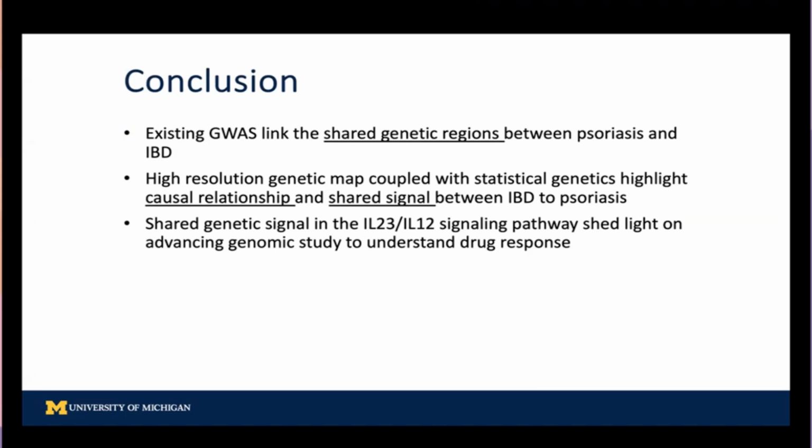So in conclusion, there are existing GWAS that show shared genetic regions in psoriasis and IBD. Using more advanced techniques and a high resolution genetic map, we could infer some causal relationships, and ask not only whether they share genetic regions, but also whether they share signals between IBD and psoriasis, such as the IL-12/23 signaling pathway. This could potentially help us translate some of those genetic findings to clinical settings by predicting drug response if we also integrate genomic information. That's all for my talk.